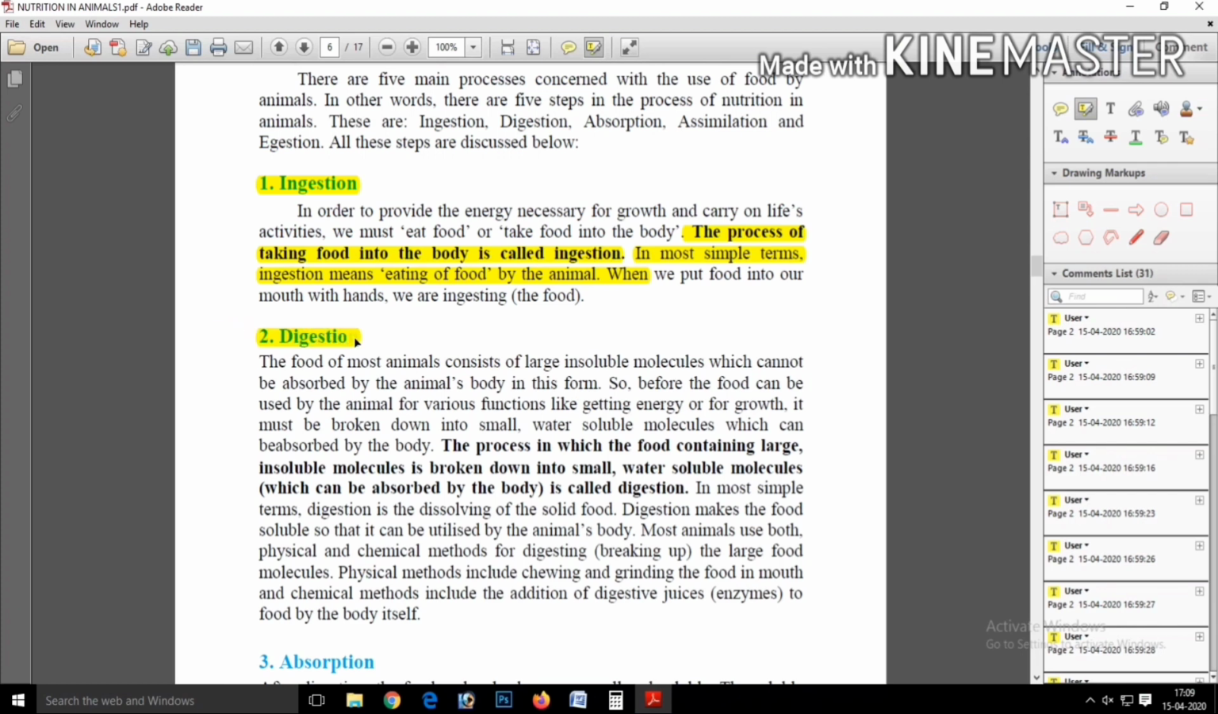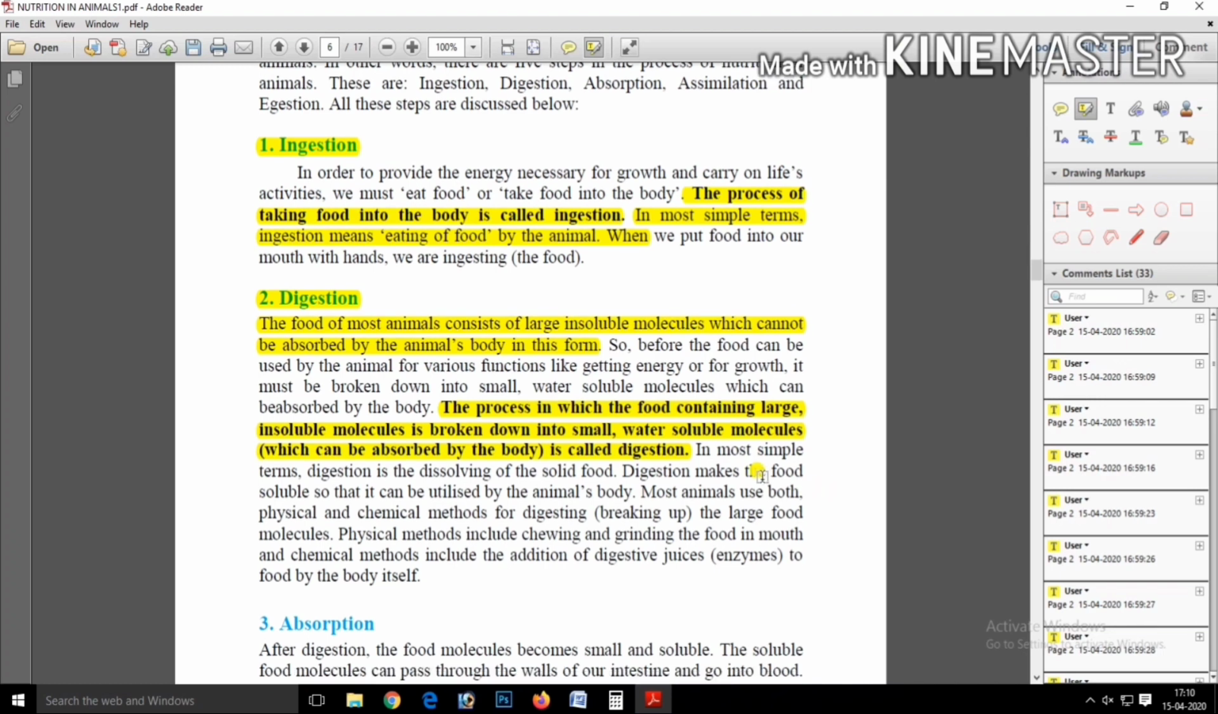The second step is digestion. When we eat food, the food molecules are basically large and insoluble. That means our body cannot absorb these. So in order to absorb these food molecules, we need to break them into small and soluble molecules. So we can say that the process in which food containing large insoluble molecules is broken down into small water soluble molecules is called digestion. यानी कि किसी भी विशाल और ना घुलने वाले आहार को छोटे टुकड़ों में बदल के उन्हें घुलने लायक बनाने की प्रक्रिया को हम कह सकते हैं डाइजेशन.